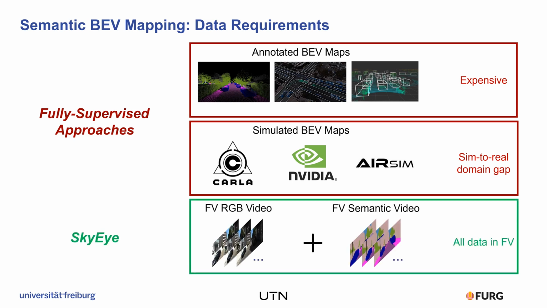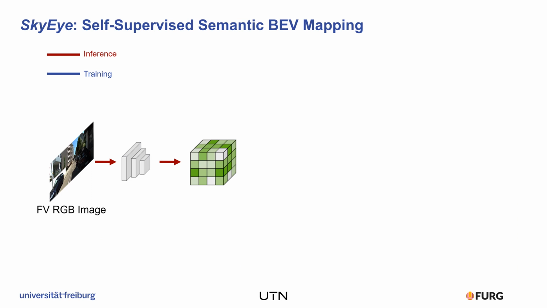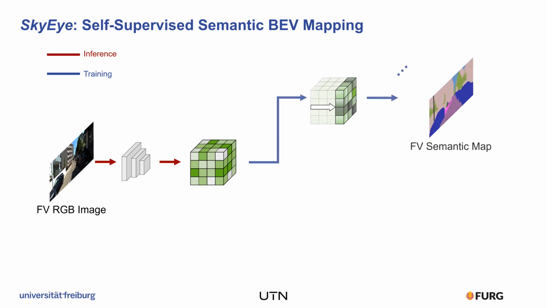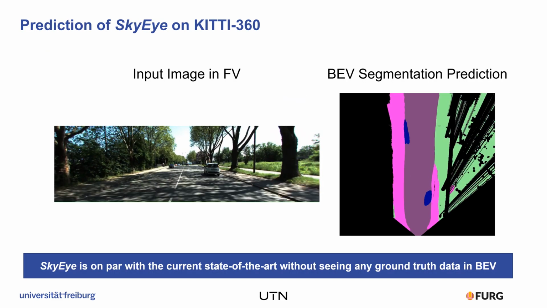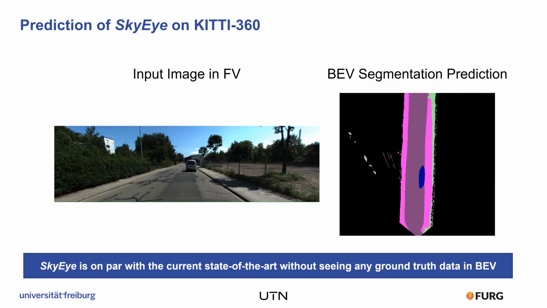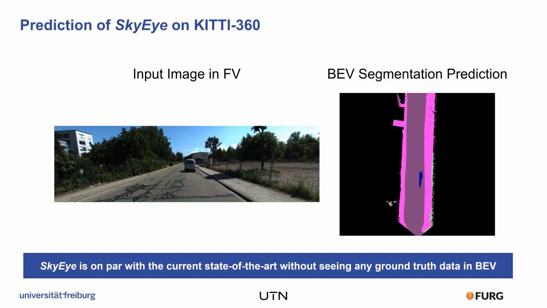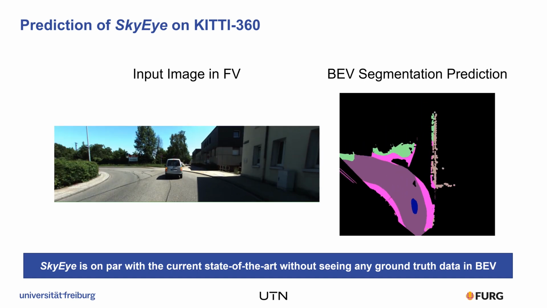We address these limitations by proposing SkyEye, the first self-supervised learning framework to generate a semantic map in the bird's eye view given a single monocular image in the frontal view. The core idea of our approach is to generate a 3D voxel grid that acts as a joint representation for both the frontal view and the bird's eye view. This joint representation allows us to leverage the frontal view labels to replace the ground truth labels in the bird's eye view. Results show that SkyEye performs on par with the existing fully supervised approaches without relying on any ground truth data in the bird's eye view.